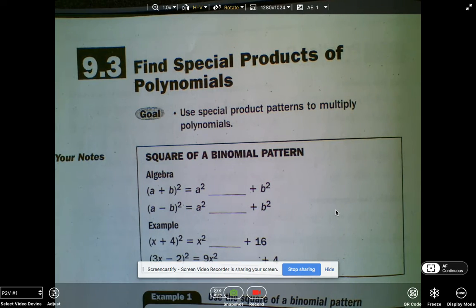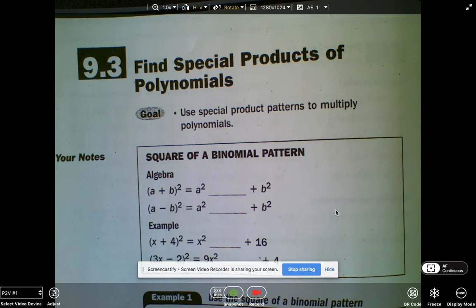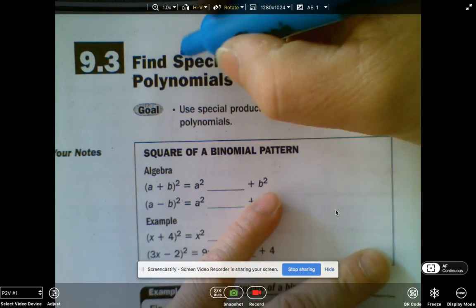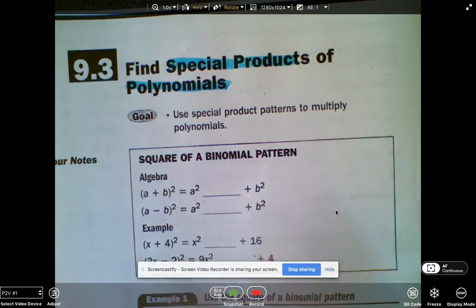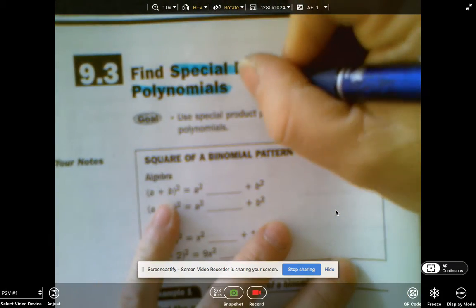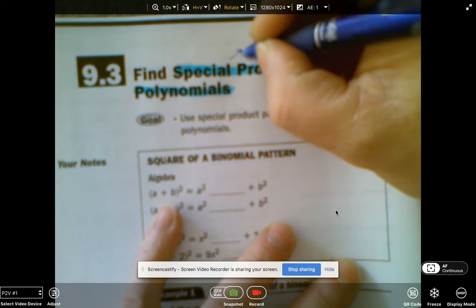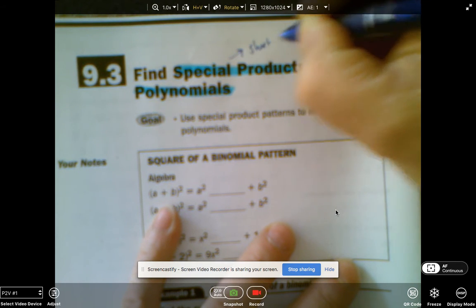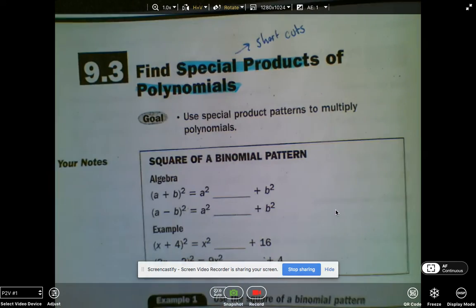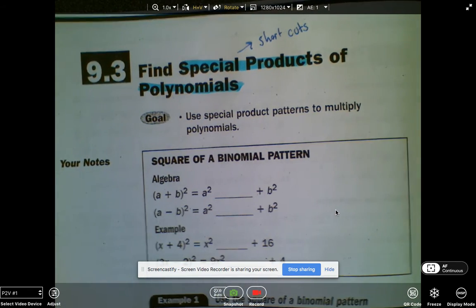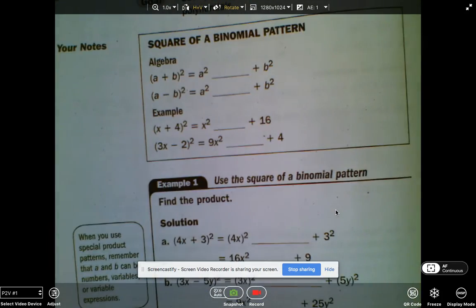All right, in section 9.3, we're just going to do guided notes for this one. After we do the guided notes, you'll get to see Math by 5 do some of these examples as well. So basically, this is finding special products of polynomials. In other words, the way I like to look at this section is not just special products, but special shortcuts to multiplying. There's some special cases where it is much easier to multiply using these shortcuts.